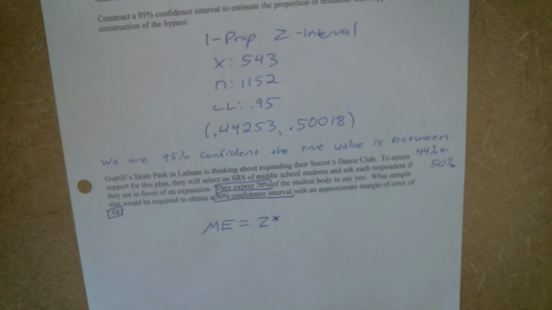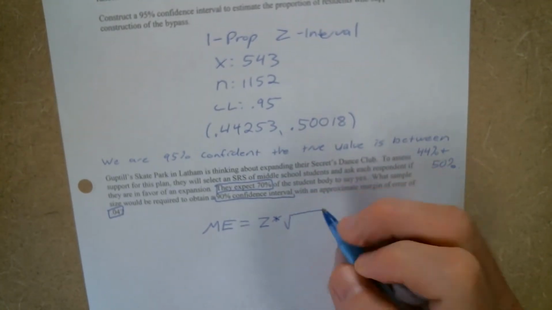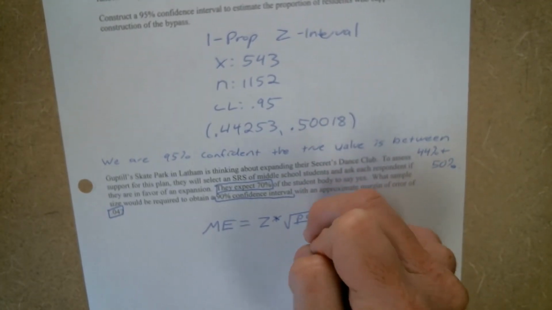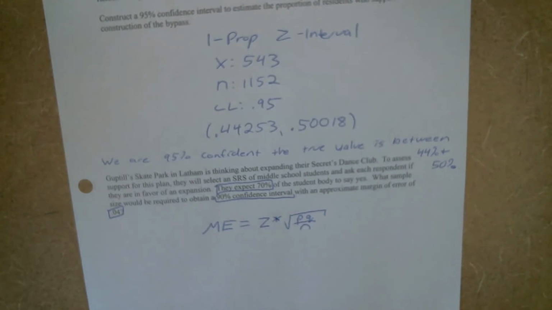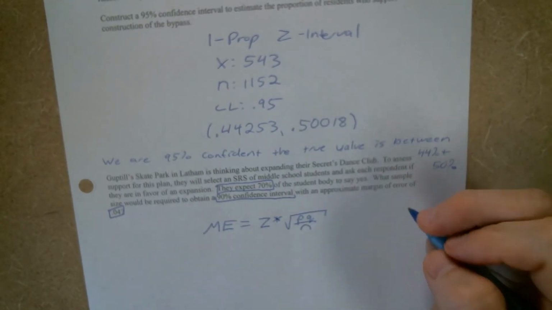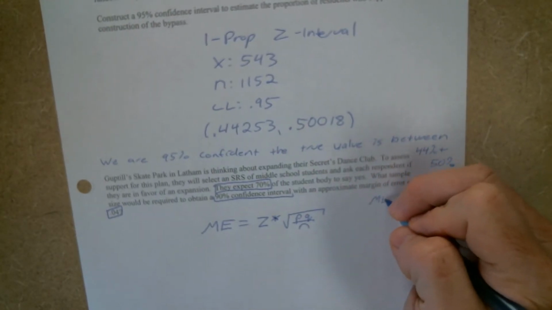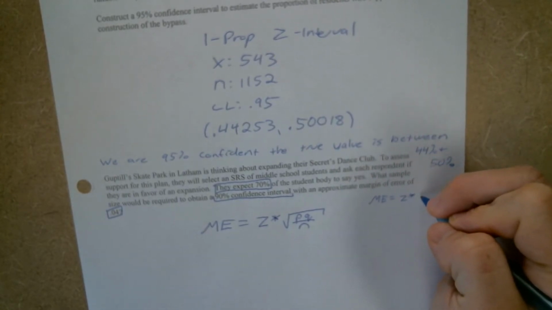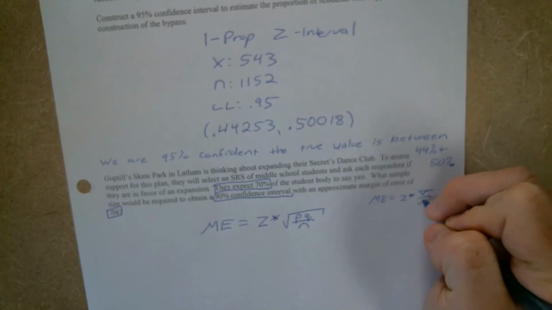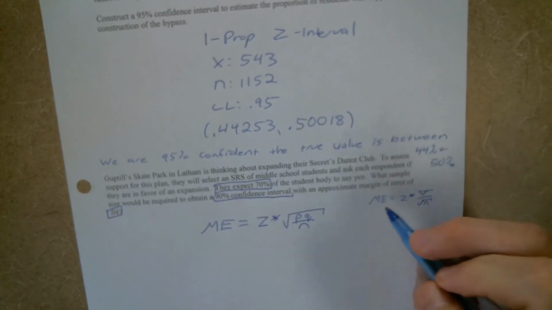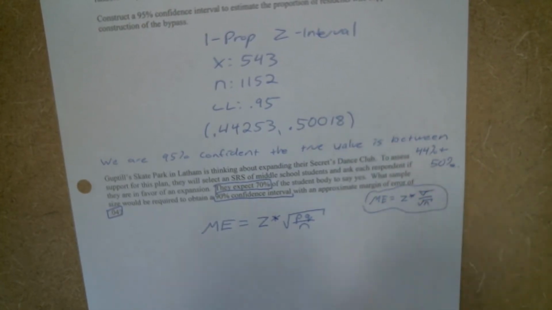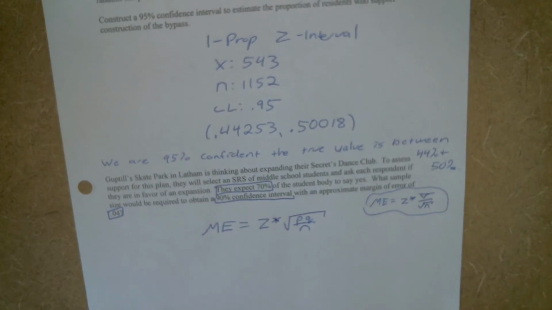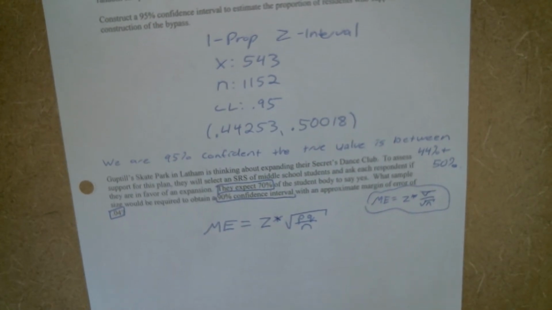And then because this is proportions, we're using this formula right here, PQ over N. If it had been not proportions, we would have done this one, M equals Z star times the standard deviation over the square root of N. But this one's dealing with proportions, so we need to deal with this formula right here. And then we just start plugging things in.